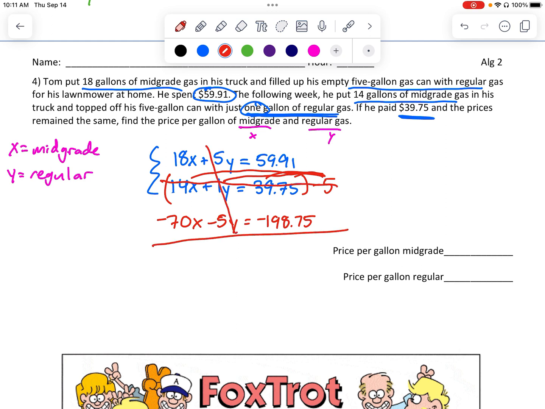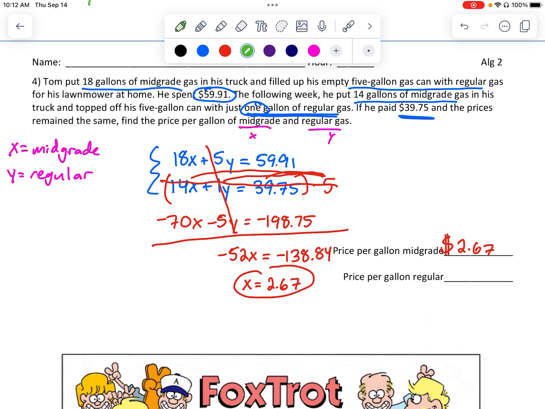So those eliminate. So 18 plus negative 70 gives us negative 52x. And if I add the other ones, I get negative 138.84. And then dividing by 52, we're left with 2.67. So that is the price for the mid-grade.